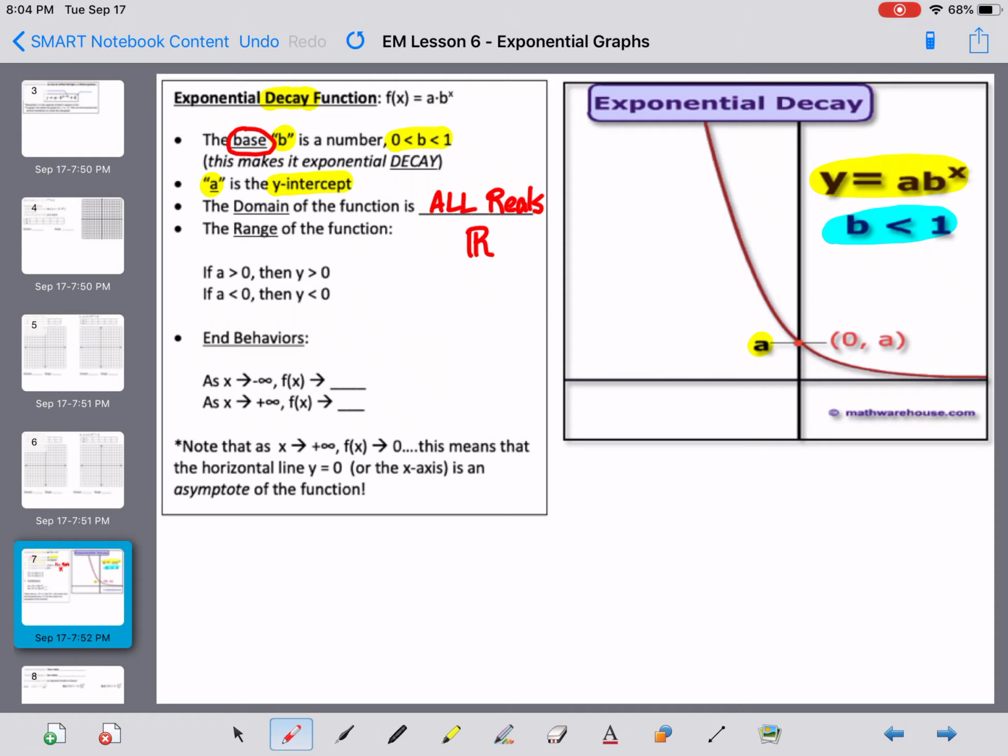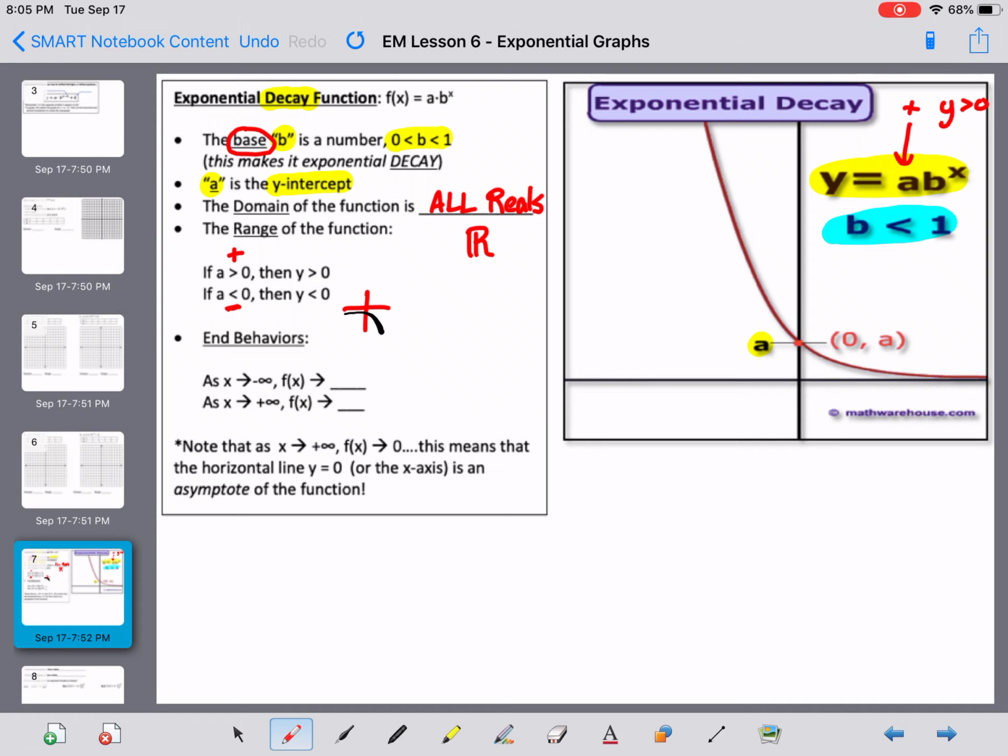The range is specific. If a is positive, you have y is greater than 0 because you're going to have this shape. But if a is negative, our graph actually gets flipped upside down and looks like that. Just be aware that those are both exponential decay. If it's negative, it's going to flip over. All right, so some end behaviors for you.